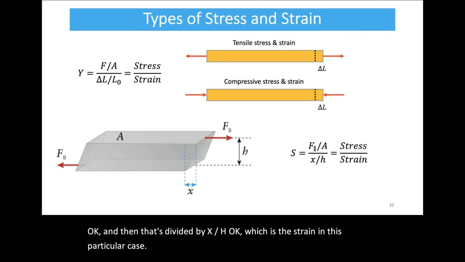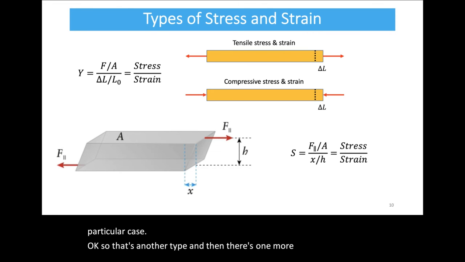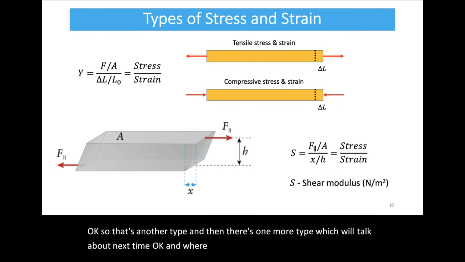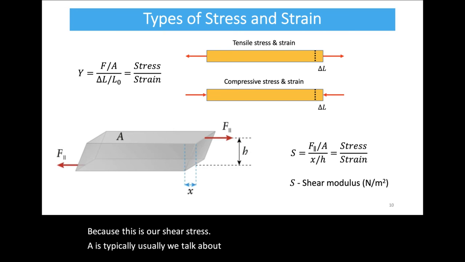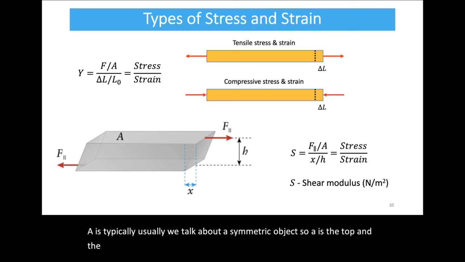Okay, so that's another type, and then there's one more type, which we'll talk about next time. S then is called our shear modulus, because this is our shear stress. A is typically, usually we talk about a symmetric object, so A is the top and the bottom.